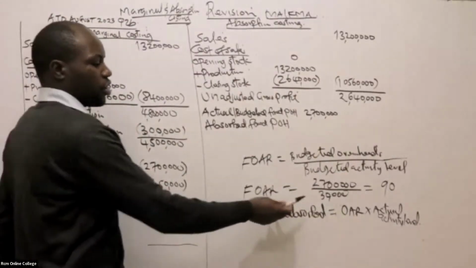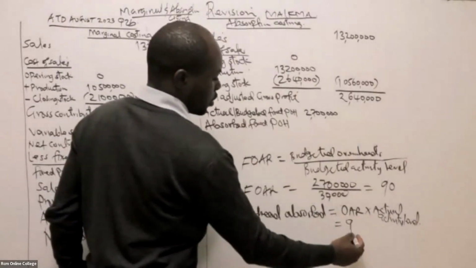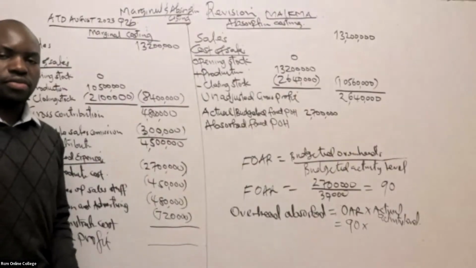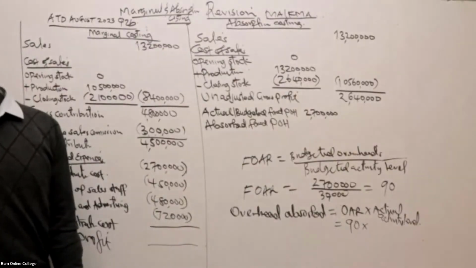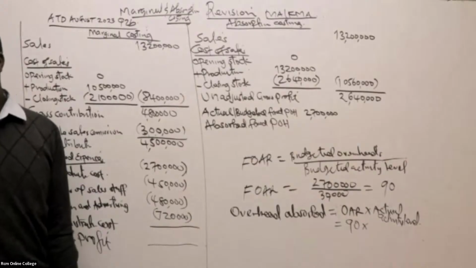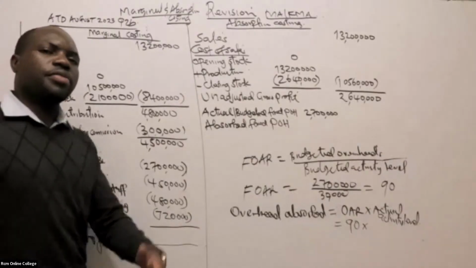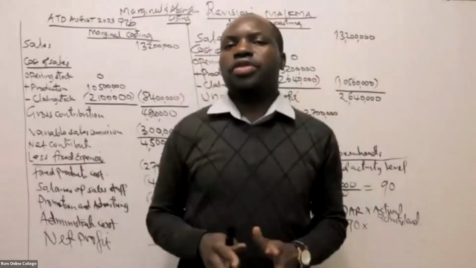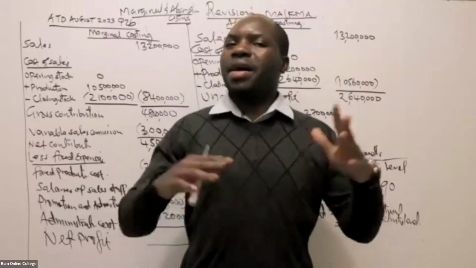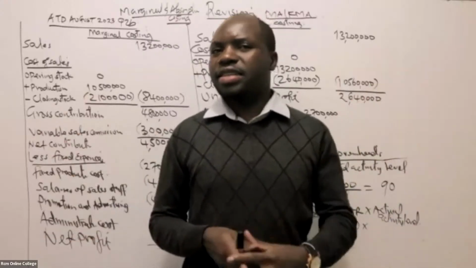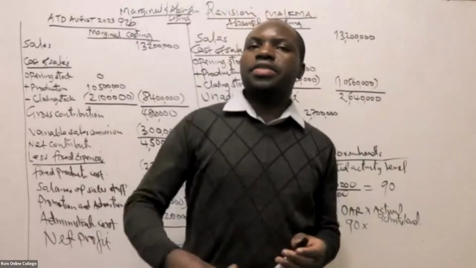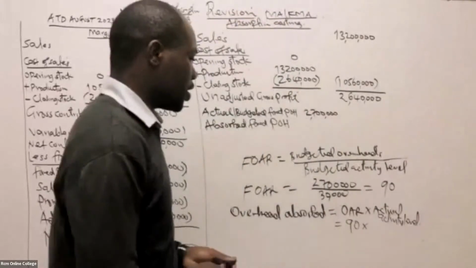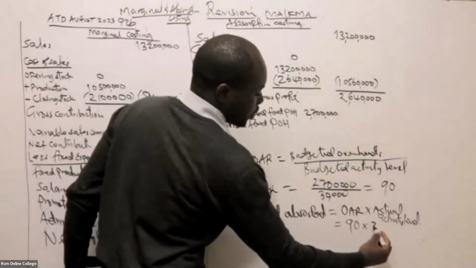So our overhead absorption rate is already calculated here as 90, times actual activity level. How many units were actually produced? They have not mentioned the budgeted. They have not specified; that is the actual units that were produced, right? If they have not mentioned that, it means our budgeted is equal to actual. So I'll now take 90 times 30,000.